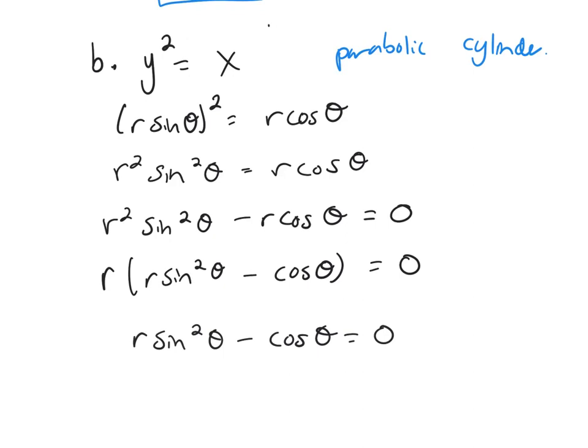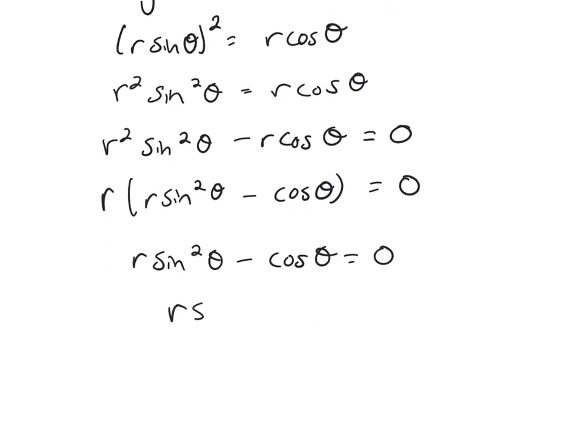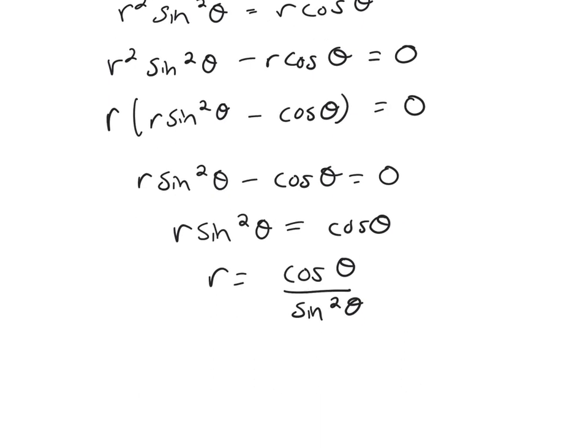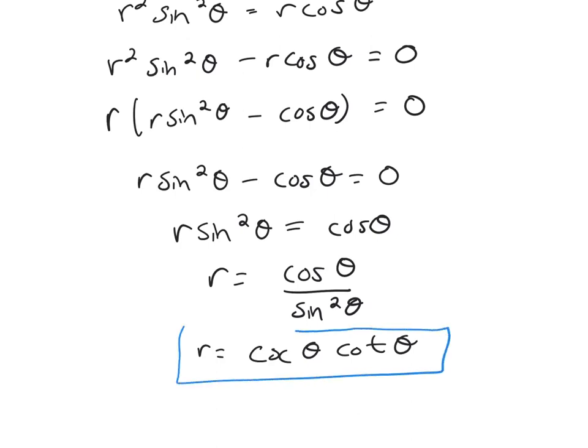And then solve for r now. r sine squared theta equals cosine theta. r is cosine theta over sine squared theta. You could leave it like that, or you can rewrite this as cosecant theta cotangent theta. And again here I don't have x's and y's, and my equation says r equals, so I'm done converting this equation.